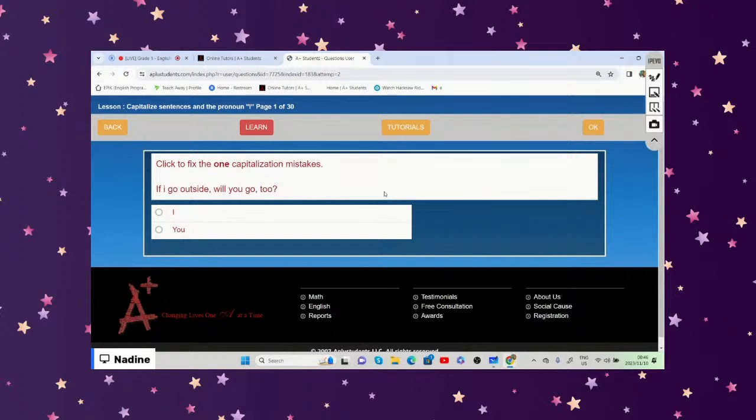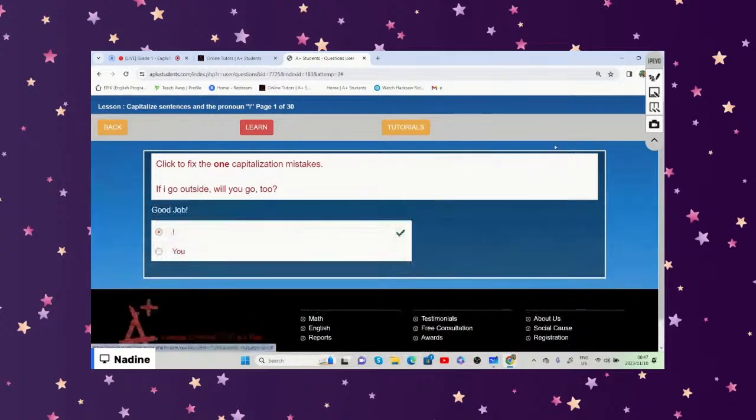Remember we said a pronoun, I. It always needs to be capitalized, whether it is the start of a sentence, whether it's in the middle of the sentence, or at the end of the sentence. So then we can say I is the word that we capitalize.